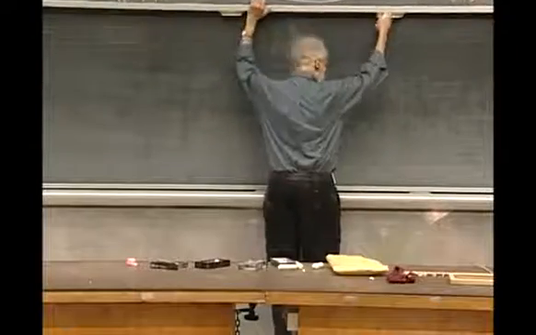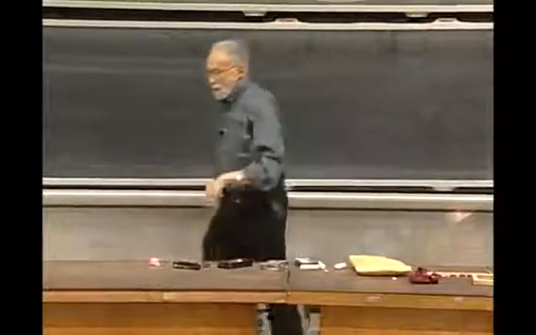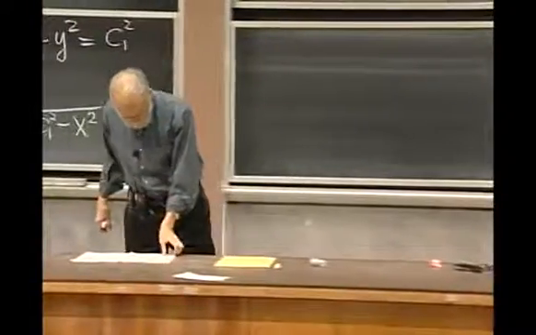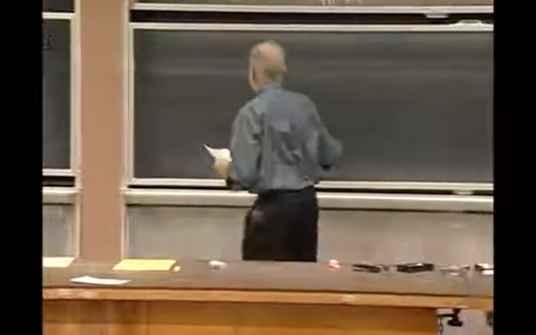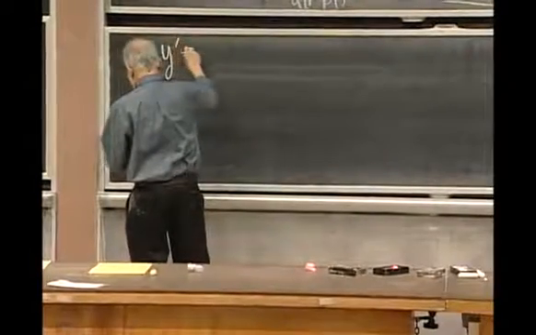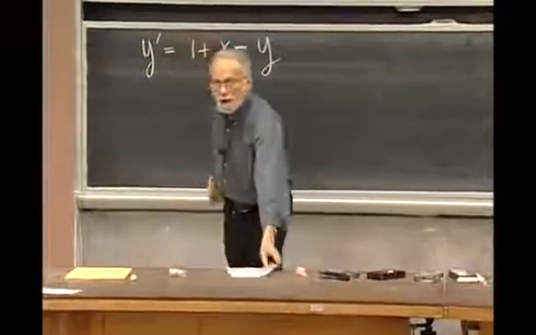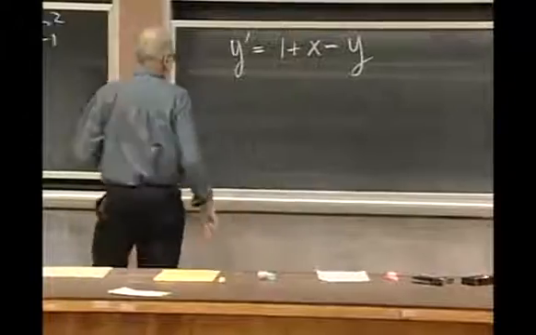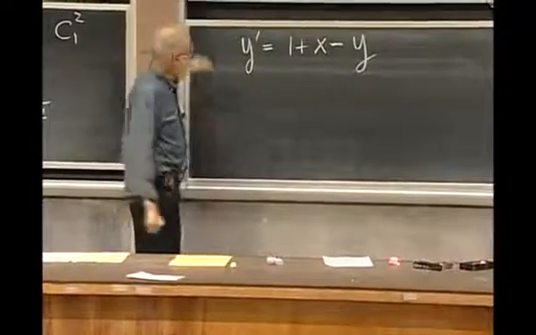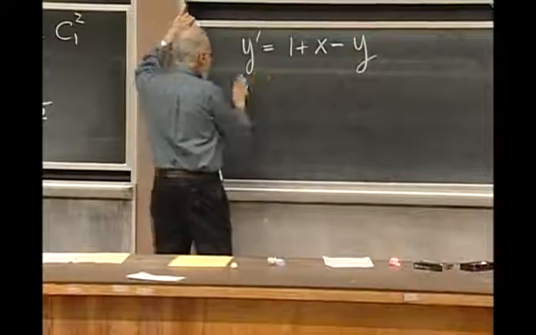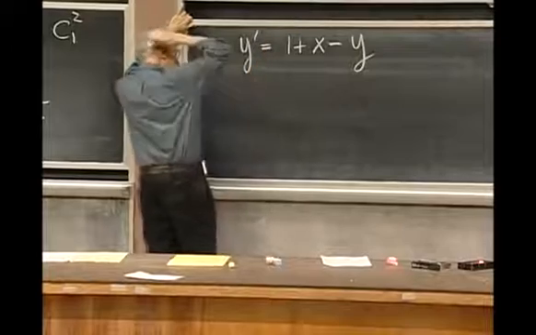A slightly more complicated example is going to be, let's see, y prime equals 1 plus x minus y. It's not a lot more complicated, and as a computer exercise, you'll work with still more complicated ones. But here, the isoclines would be what? Well, I set that equal to c. Can you do the algebra in your head?